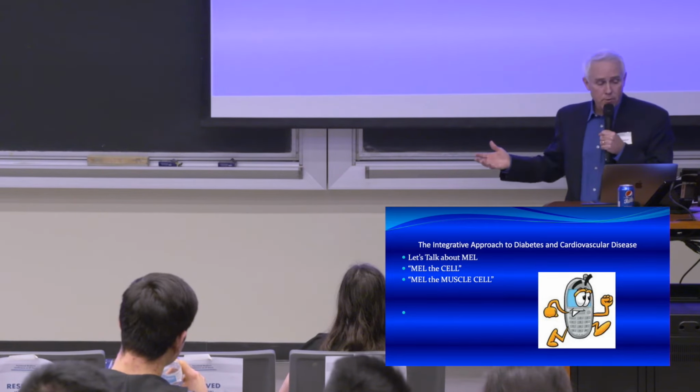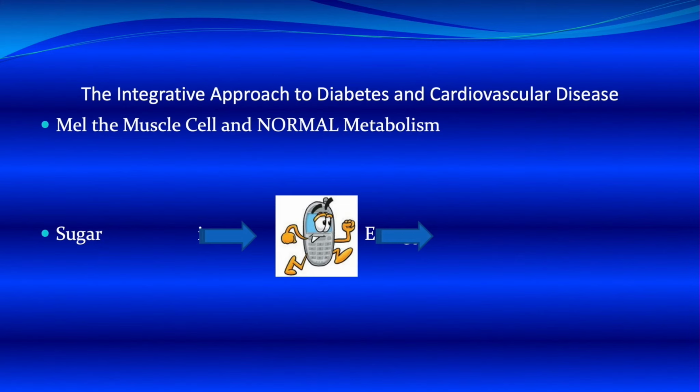So in a perfect world, sugar hits Mel, and Mel turns that into energy. I don't know what happened there. Don't try this at home. So yeah, it turns into energy. So that's with normal metabolism.